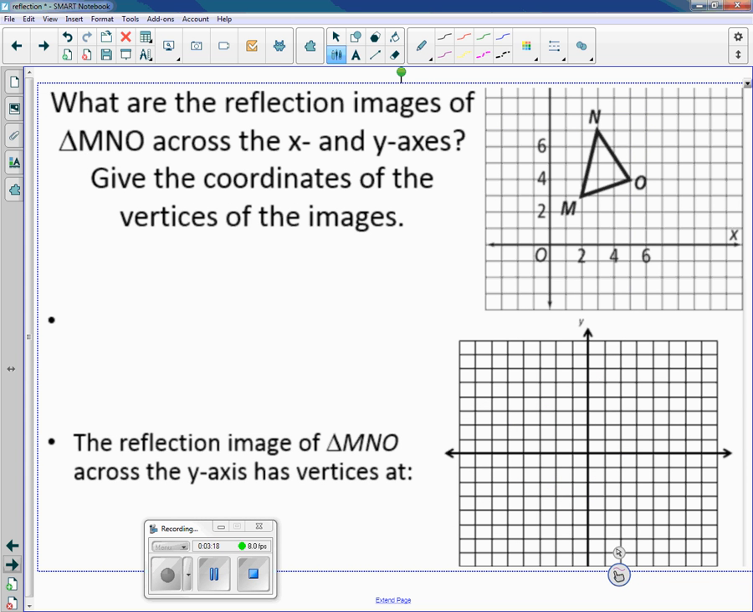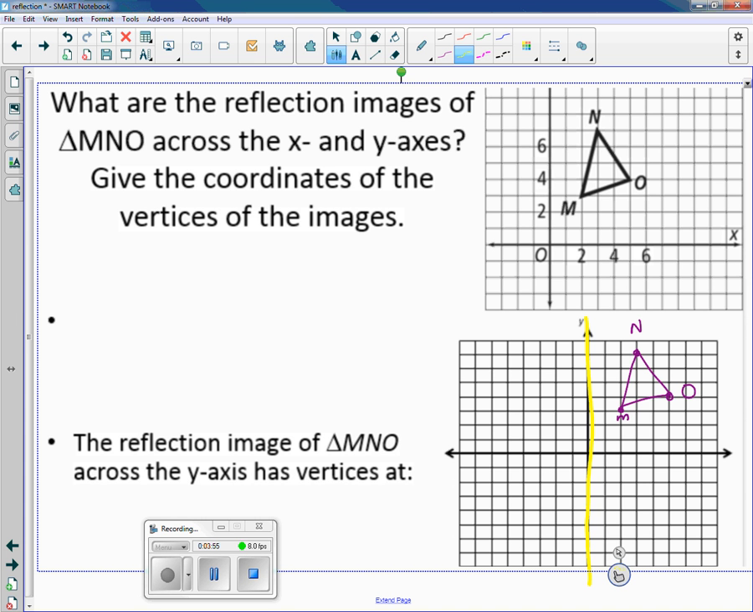Now, let's look at it across the y-axis. Again, I am going to put M at 2, 3. N at 3, 7. And O at 5, 3. Okay. Now, this time I'm reflecting it over the y-axis.